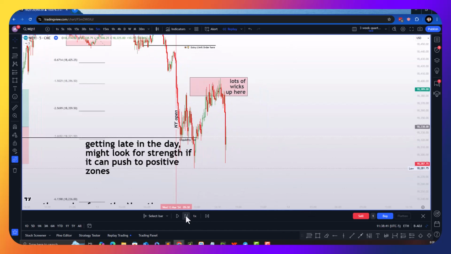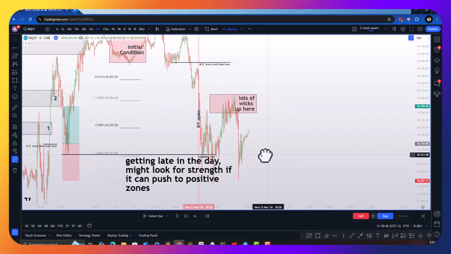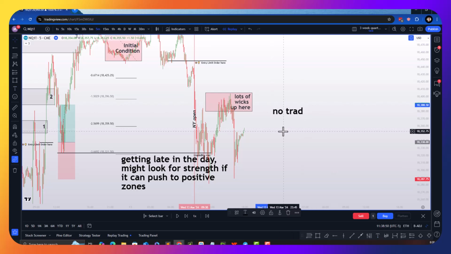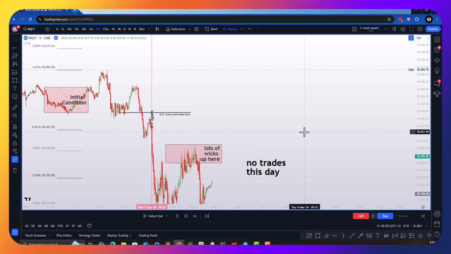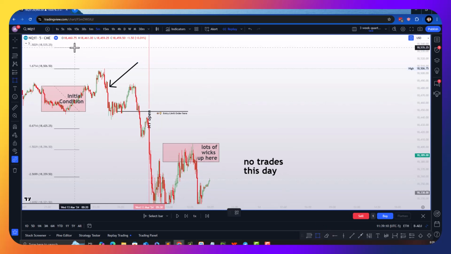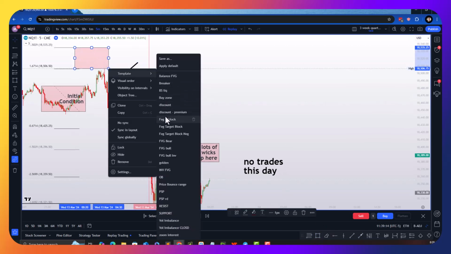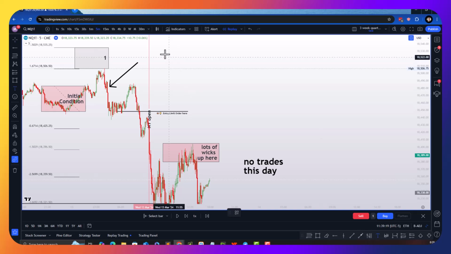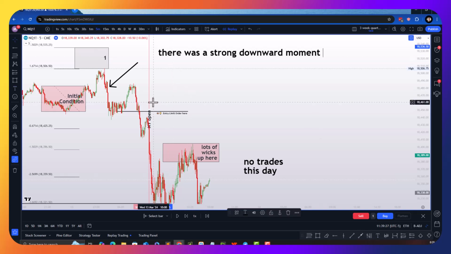Oh yeah, a bunch of wicks on the 5-minute candles, so it's kind of toppy. And then I marked no trades because the real move happened pre-market where it retested the initial condition and showed the short. So if you were around an hour before market opened, then you could have got it, but you didn't really have an opportunity after market open.